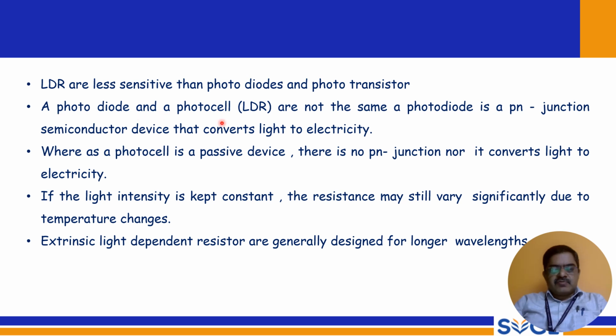A photodiode and a photocell are not the same. A photocell is also known as an LDR; another name for LDR is photocell. A photodiode is a PN junction semiconductor device that converts light to electricity, whereas a photocell is a passive device. There is no PN junction, nor does it convert light to electricity. If the light intensity is kept constant, the resistance may still vary significantly due to temperature changes. Extrinsic light dependent resistors are generally designed for longer wavelengths.